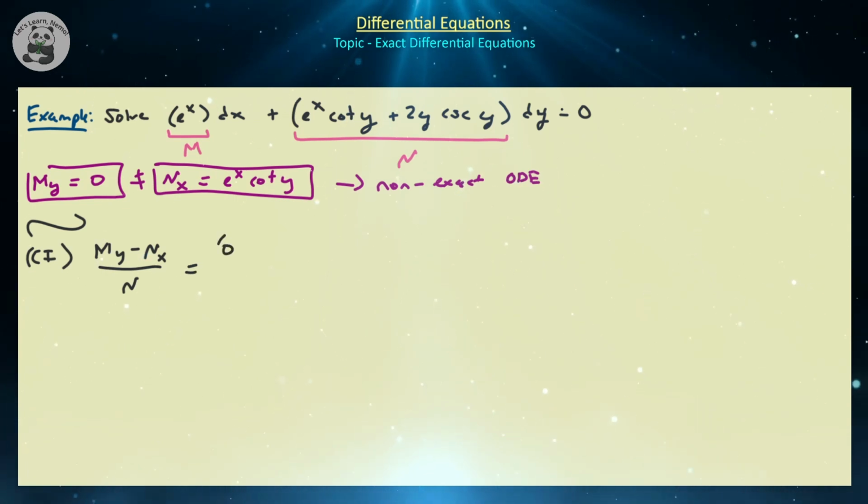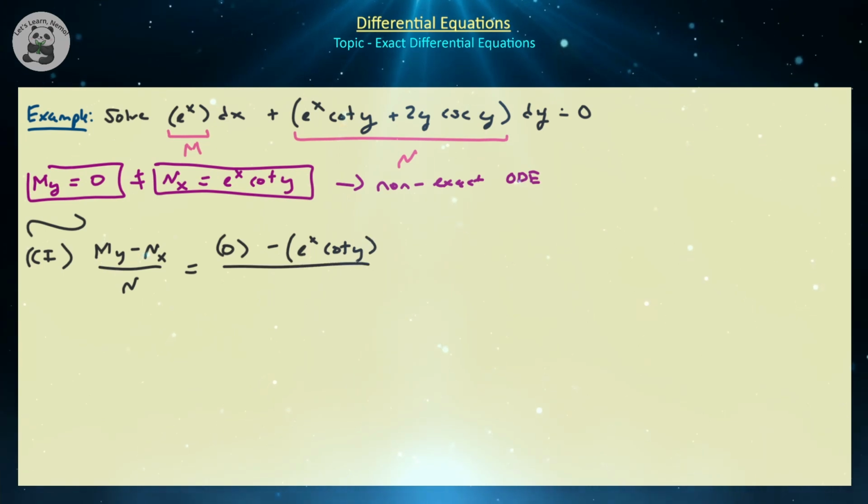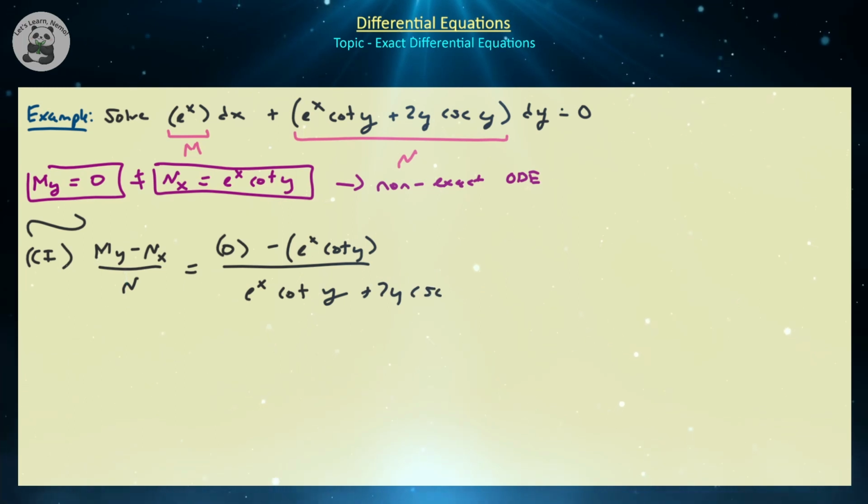So My is going to be equal to 0, Nx is going to be e to the x cotangent y, and N is going to be e to the x cotangent of y. Right? So we have this particular expression. So is this a function of... oh, that's not my N. Our N is e to the x cotangent y plus 2y cosecant y. I was like, wow, that would actually be very, very nice, right? So that is our My minus Nx over N.